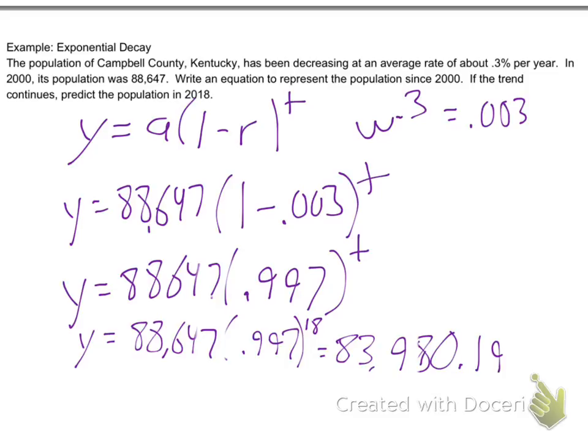Okay. First of all, guys, it lowered. It's 83,980.19 or 0.2. Do we really have a fifth of a person? No. So, remember, this is a rounded number. This is something that's like an approximation. So in this case, I would just round down and say the population will be 83,980 people in 18 years. It only loses about 5,000 people. That's not too bad in 18 years.